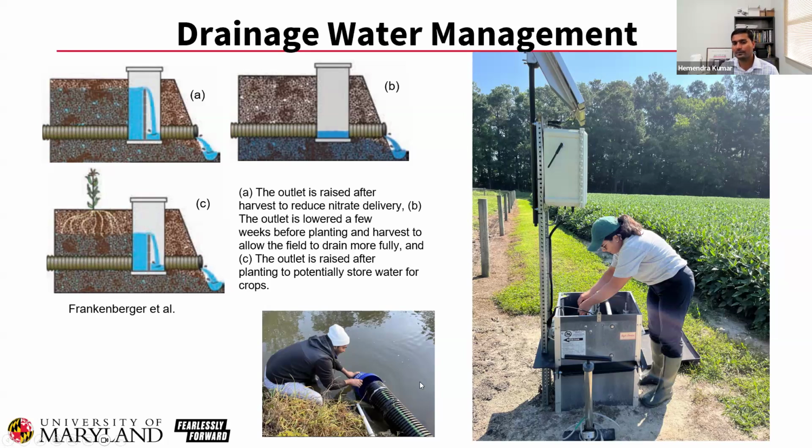Simultaneously, we collect soil samples and water samples to know how much nitrate or phosphorus is coming out of the field, by going to the field outlet, the drainage outlet, and analyzing those samples. This is the way to do it manually.